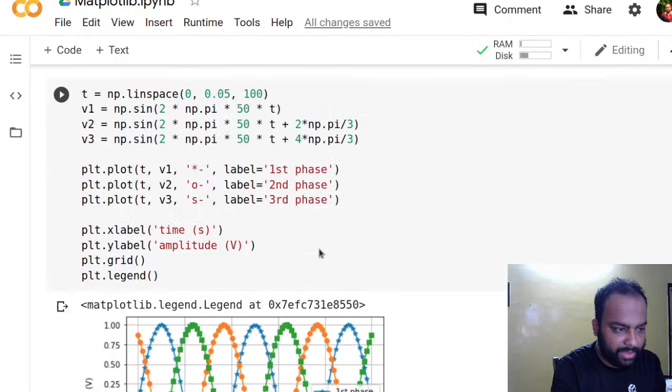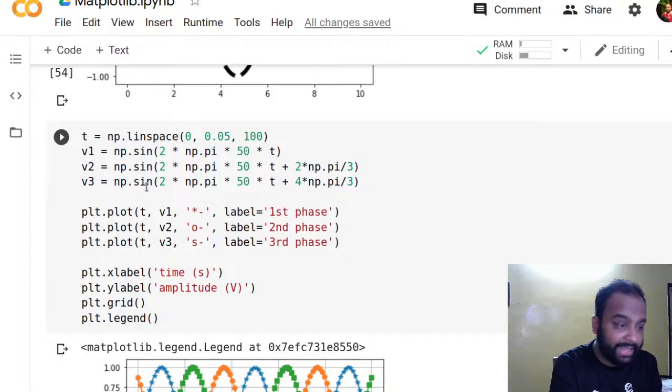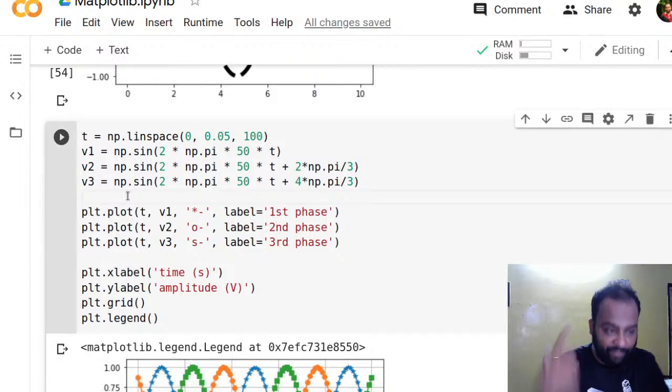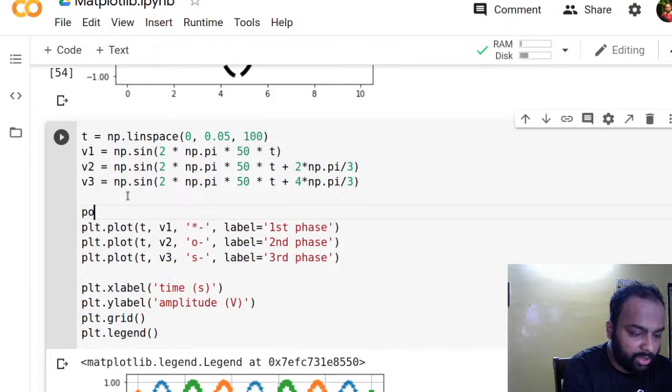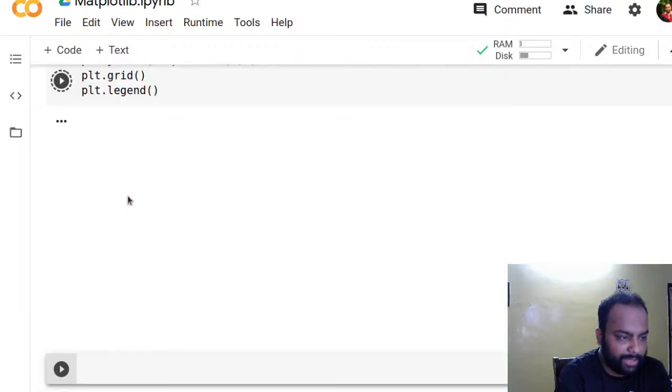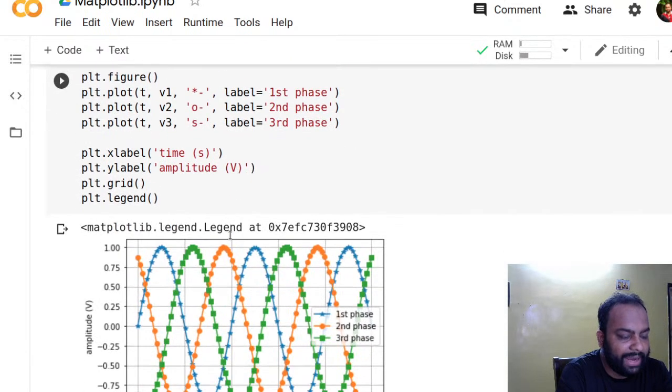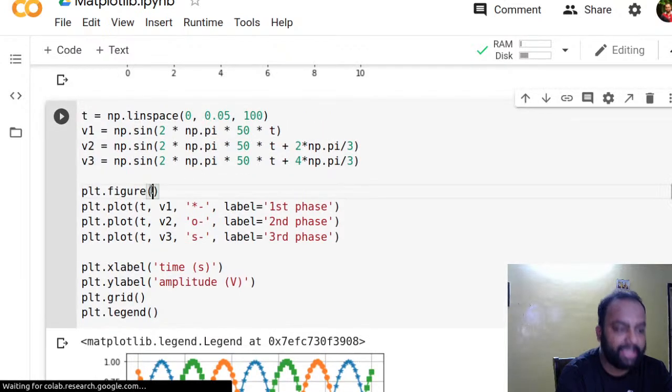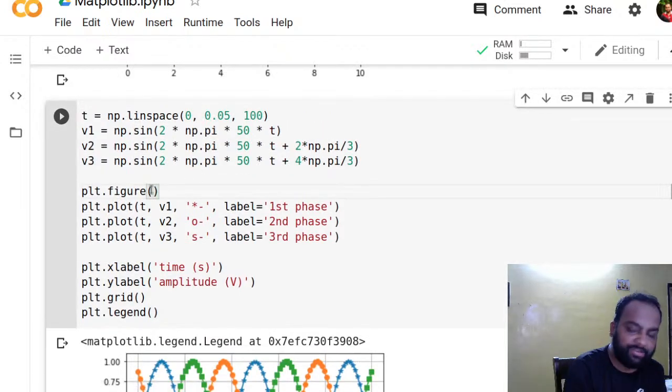Maybe I want that. So for that, before creating the plot, I have to create a figure. Then I have to create a plot. So I would say plt.figure. Nothing will happen. Just keep this in mind. If I say plt.figure, what we have essentially done is, before creating a plot, we have created a figure.